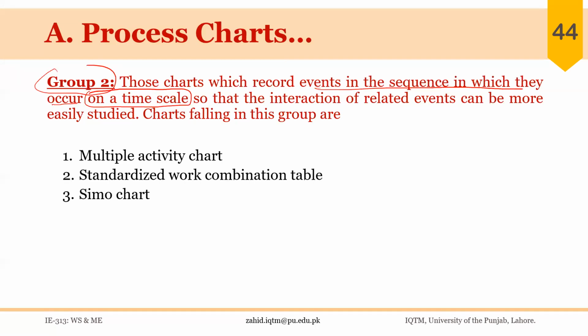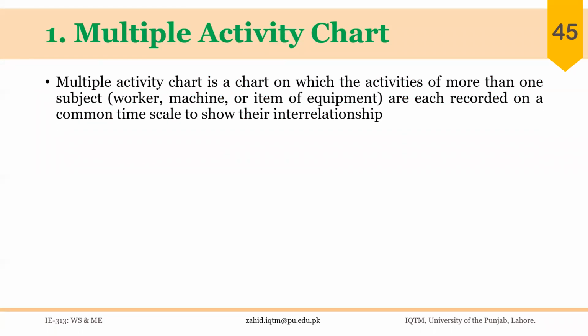First, we will discuss multiple activity chart. Multiple activity chart is a chart on which the activities of more than one subject are each recorded on a common time scale to show their interrelationship. What is meant by more than one subject? So we might be simultaneously charting worker and machine. So a worker is operating a machine. So we can use multiple activity chart.